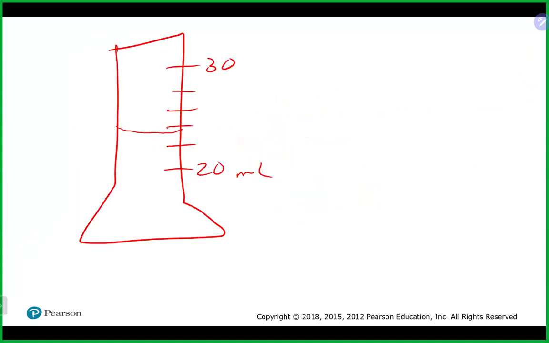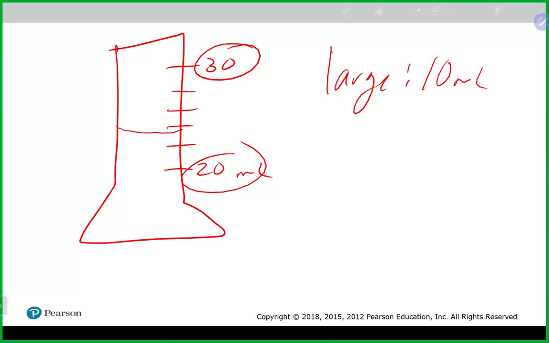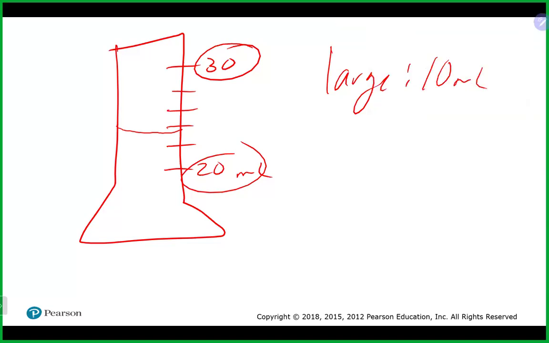All right. The largest marking on this one is 10 milliliters. Again, we have a 20 and a 30. So if we subtract those two, we get 10 milliliters. We're going to count our small markings in this case. Again, we're going to count up starting here: 1, 2, 3, 4, and 5 in this case.